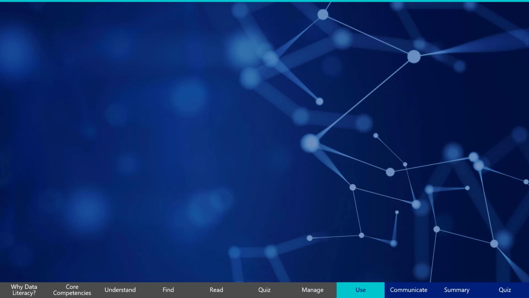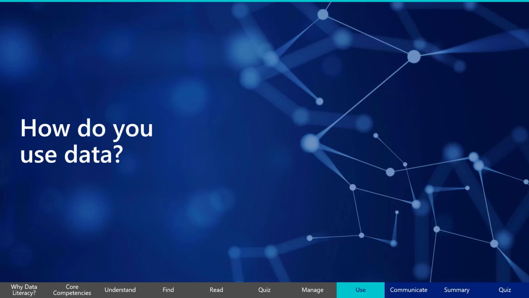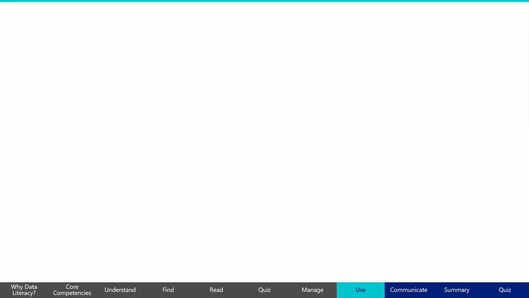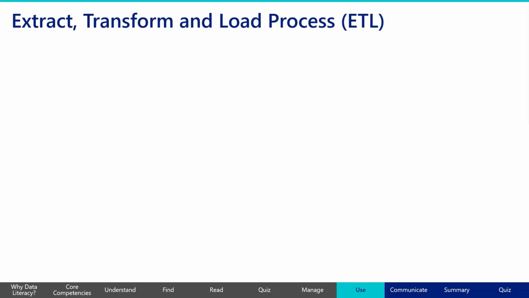Now that you've been introduced to the concept of data management, its components, and who is responsible for it, we can move on to the fifth data literacy core competency, using data. While some reporting can be done using data from transactional or operational data sources, those sources typically are not designed for more in-depth analytic purposes. Additionally, data needed for an analysis may come from multiple sources. In these cases, before any analysis can begin, data must go through an extract, transform, and load process, or ETL.